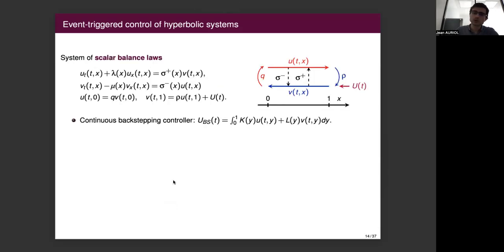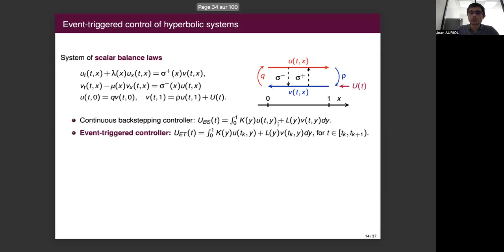More precisely, if we go into the detail, your backstepping controller, let's assume that I don't kill any reflection terms, which I can because rho q is smaller than 1, is given like that. So it's an integral feedback of your distributed state. So this controller is time varying. And when you propose the event-triggered controller, you will just assume that U and V are constants between tk and tk plus 1, and they are set to their value at t equal to tk. And so this new event-triggered controller is piecewise constant.